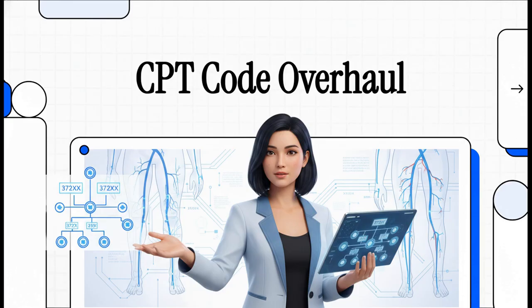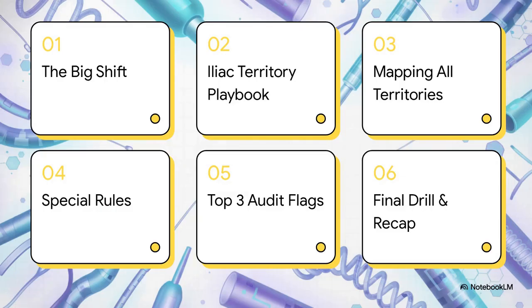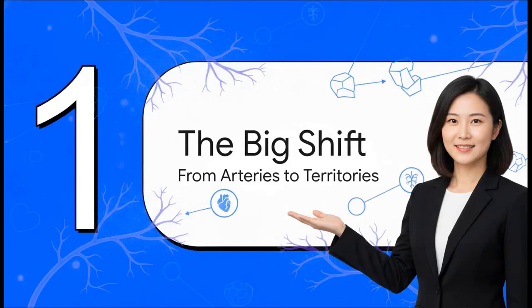like right now. Okay, we're moving fast, so here's the game plan. First, we'll cover the big shift, why this happened. Then, we'll build the entire coding logic using the iliac territory as our blueprint. After that, we'll map all 4 territories, nail down the tricky rules for bilateral procedures and lithotripsy. I'll show you the top 3 audit traps to avoid, and we'll finish with a quick drill to make sure it all sticks.